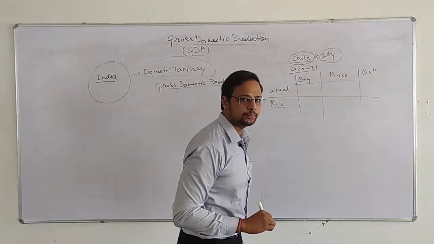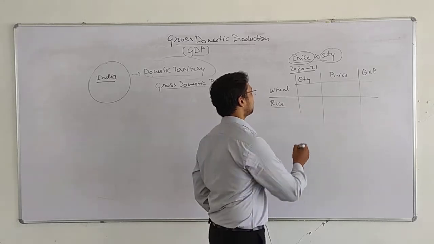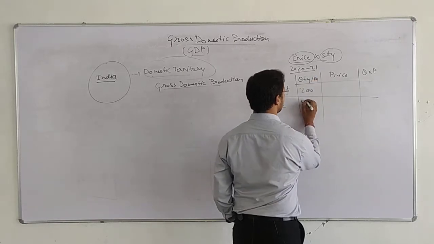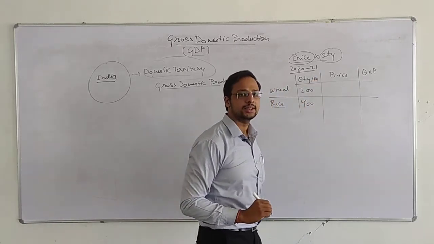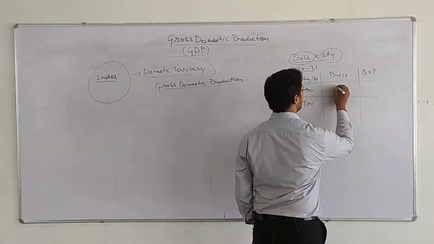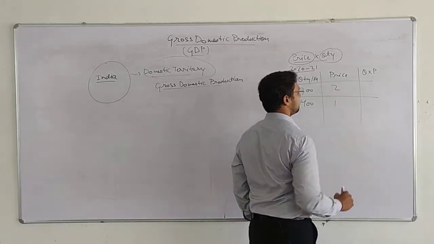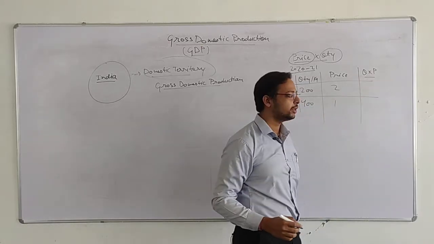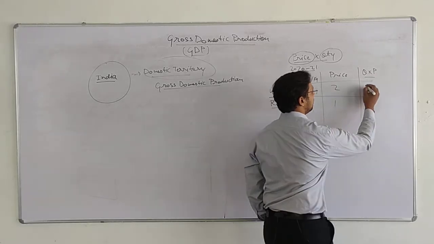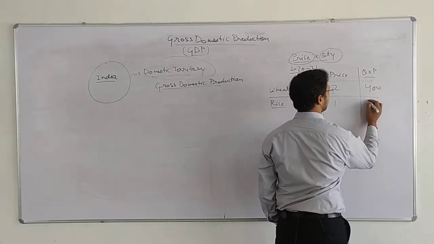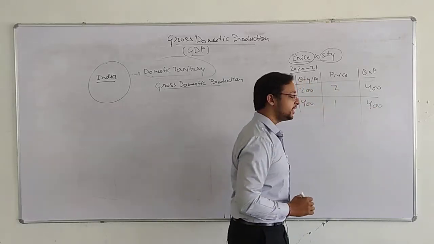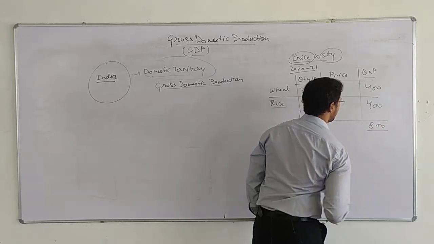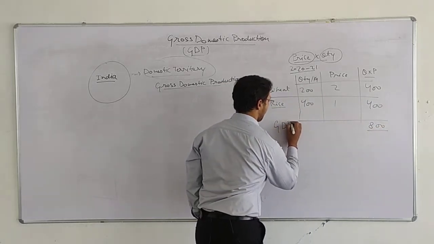The quantities produced of wheat and rice are 200 kgs and 400 kgs. Let us consider that the market price for wheat was 2 rupees and for rice 1 rupee per kg. So the multiplication of quantity into price will be 200 into 2, 400, and 400 into 1, again 400. So the total GDP will be 800. Okay, it is GDP.